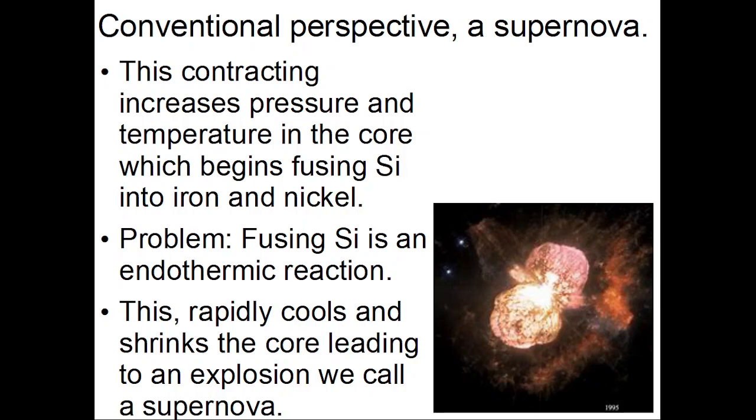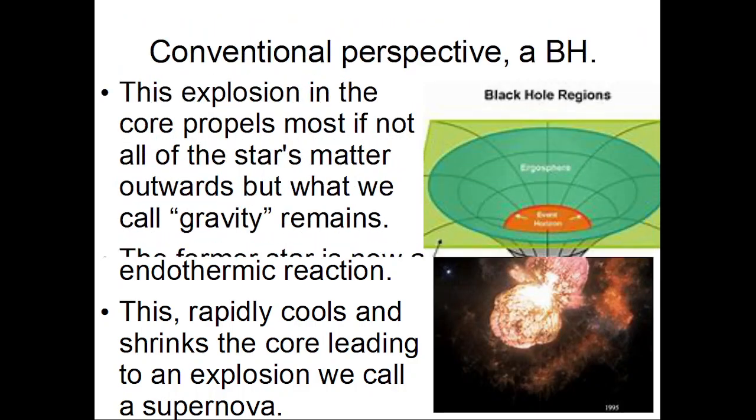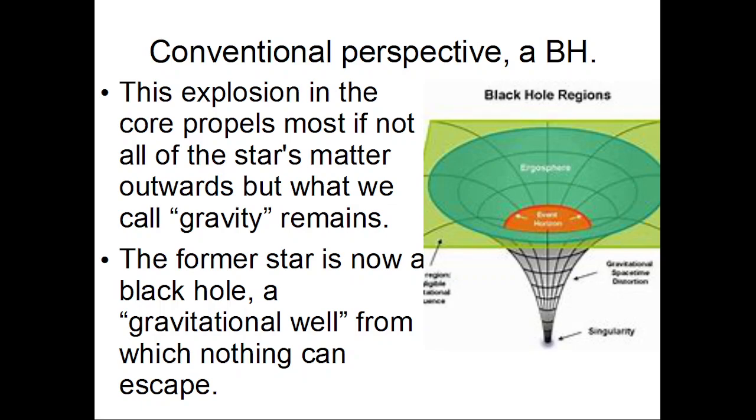This shrinking increases pressure on the core, which raises the core temperature, and the core now begins fusing silicon into iron and nickel. The problem here is that fusing silicon into iron and nickel is an endothermic reaction. It absorbs heat. This rapidly cools and shrinks the core, leading to an explosion we call a supernova. This explosion happens in the core and propels most of the star's matter outward.